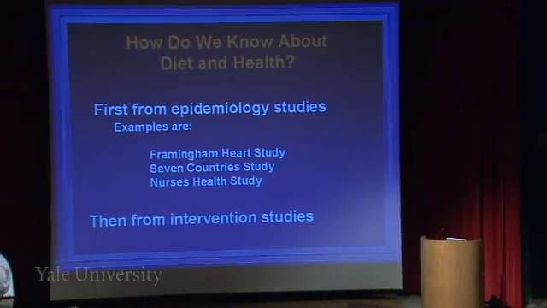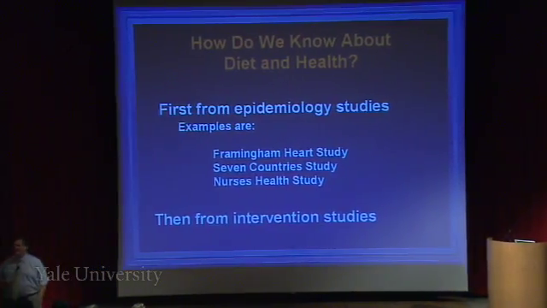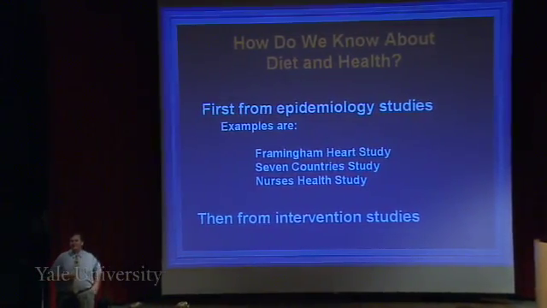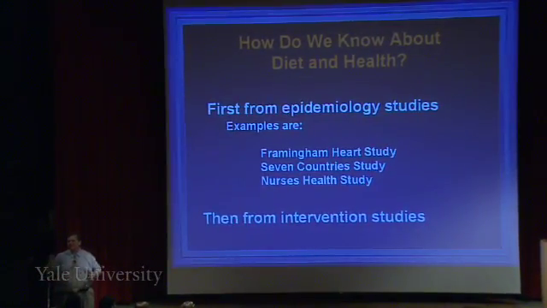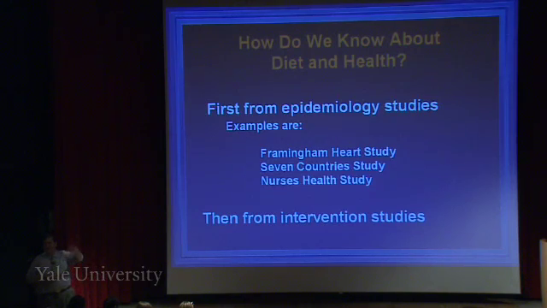Let's talk about how we know about the link of diet and health. There are a number of different methods that scientists use to see what foods are related to particular health outcomes. We won't go through all of them, but over the course of the class, we'll talk about various methods. I'd like to talk about two primary ones today. One is epidemiology studies, and the second is intervention studies.